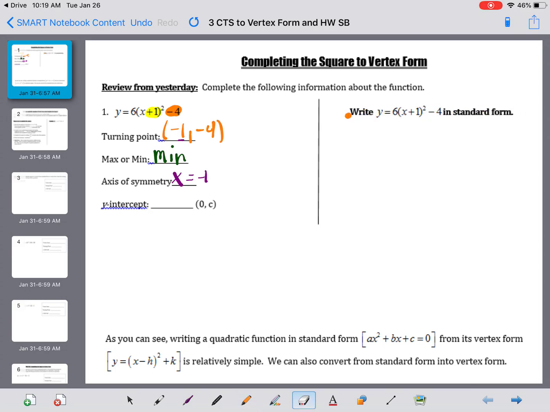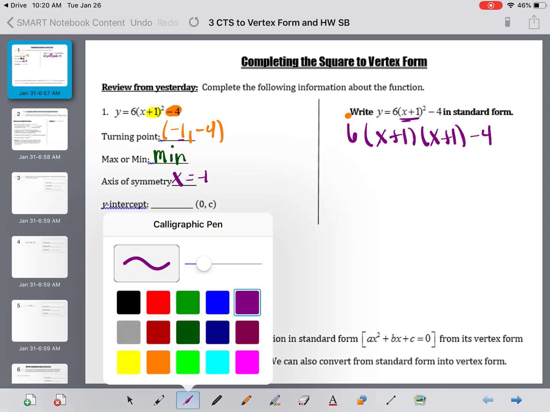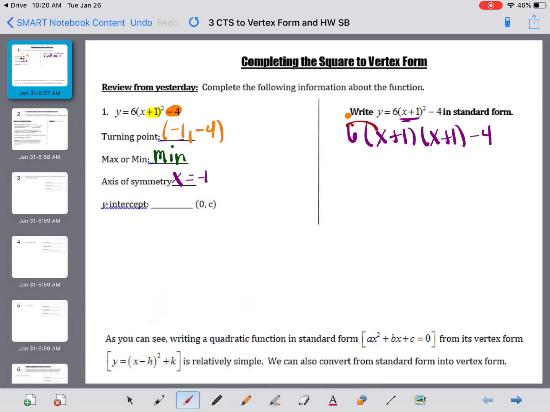So let's go ahead and write this in standard form. So we have 6. To write it in standard form, we're going to break this up. We have x plus 1 squared, so that's the same as x plus 1 times x plus 1, and then -4. So what I like to do to get rid of this 6, I'm going to distribute the 6 just to the first parenthesis. So we get 6x plus 6 times x plus 1 minus 4.